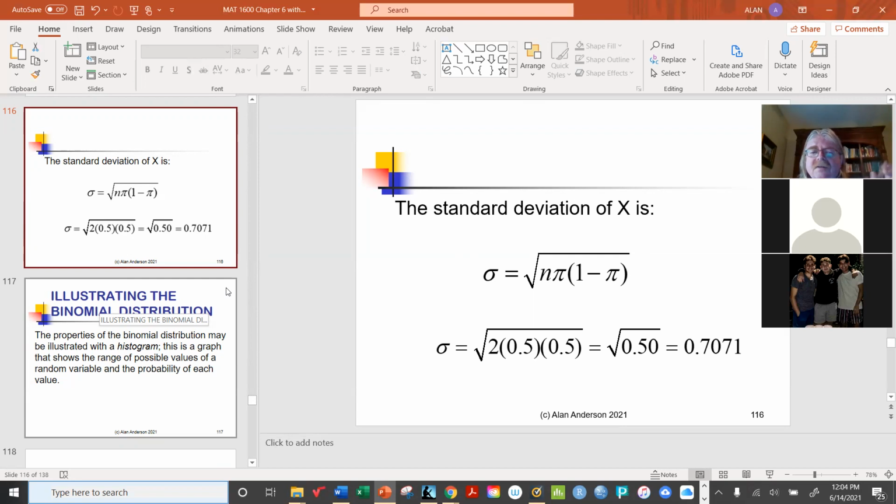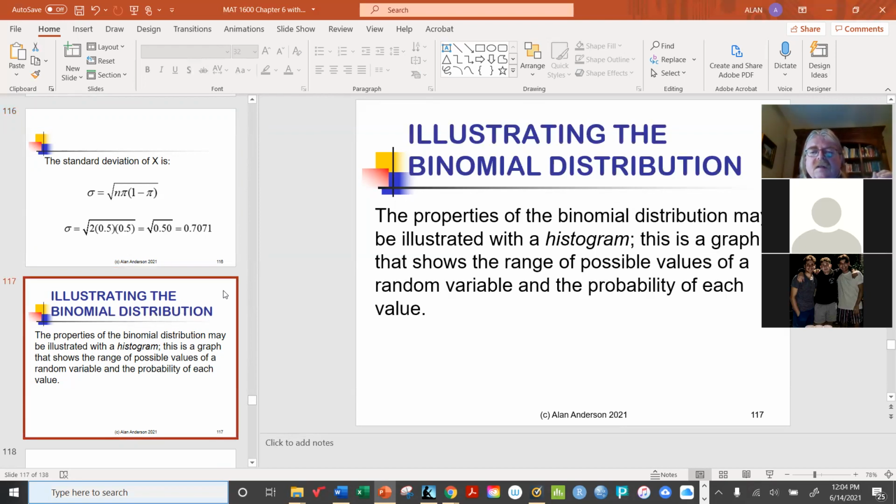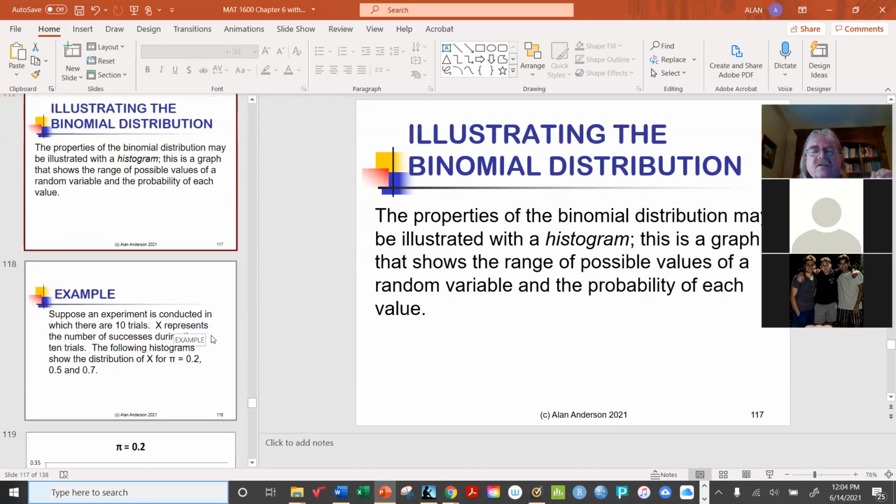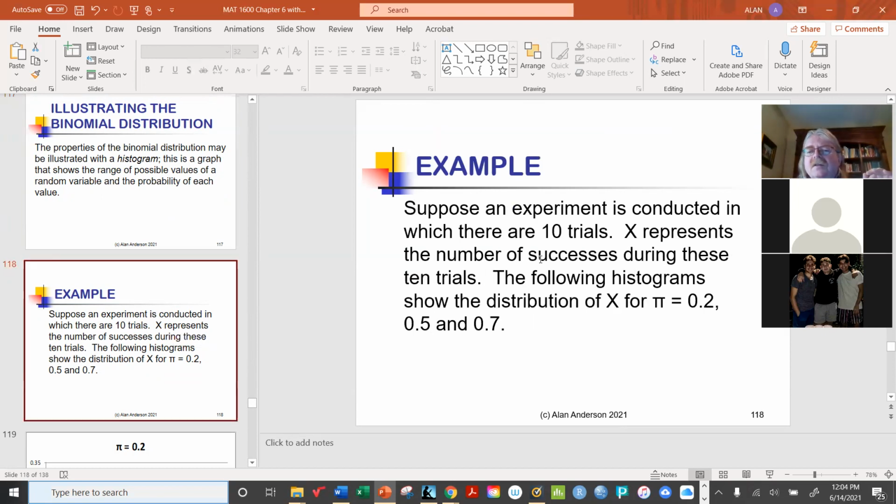So I picked 3 examples. In each case, there's 10 trials. We're going to change the probability of success, or pi. All right, so in other words, I've randomly chosen 3 pi's, 0.2, 0.5, and 0.7. And you'll see that each one of these graphs is unique. It's almost like a fingerprint that uniquely identifies that particular distribution.